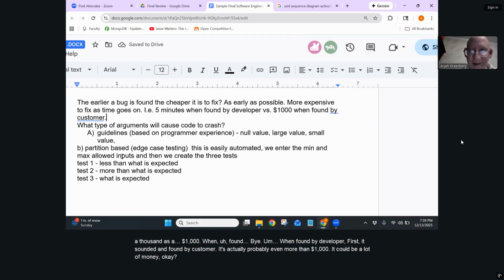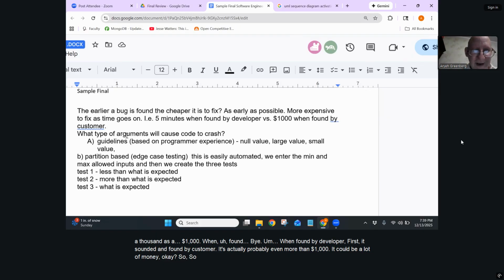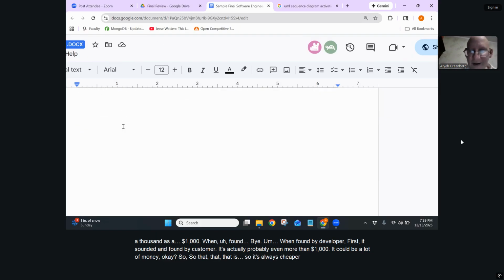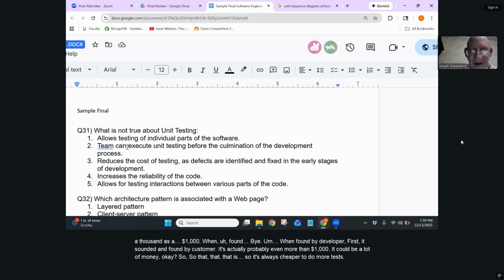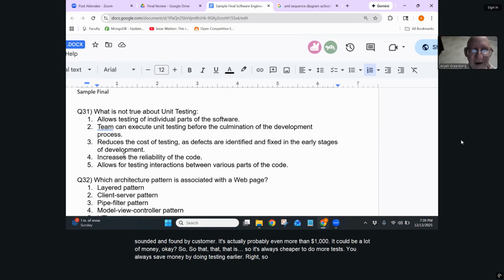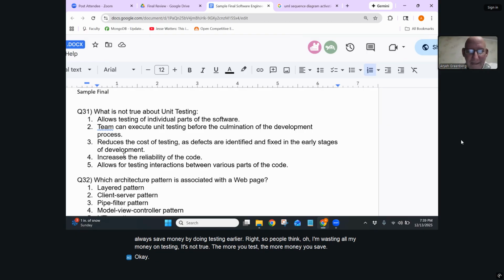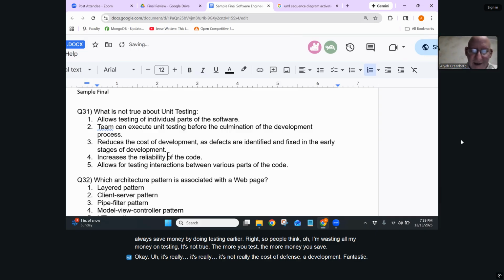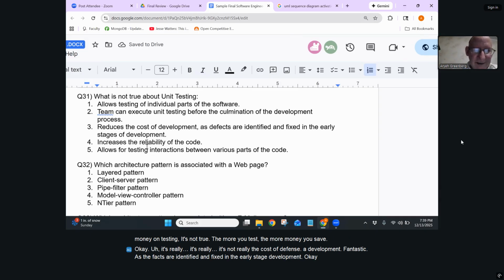So it's always cheaper to do more testing. You always save money by doing testing earlier, right? People think, oh, I'm wasting all my money on testing. It's not true. The more you test, the more money you save. It's not really the cost of development, not testing, as defects are identified and fixed in the early stage of development. Okay. Number four, increases the reliability of the code.